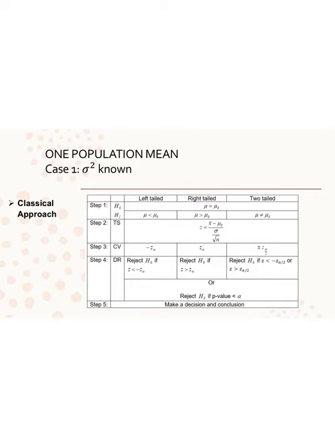The decision rule that we will set here is: reject H0 if Z less than negative Z alpha. This is for the left tail. For the right tail, reject H0 if Z greater than Z alpha. And for the two tail, it will be two conditions: reject H0 if Z less than negative Z alpha over 2 or Z greater than Z alpha over 2. The other way is to use the p-value approach, which I will explain later. Step number 5 is make a decision and conclusion.